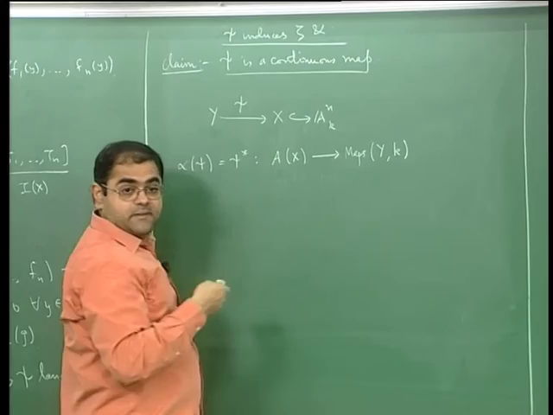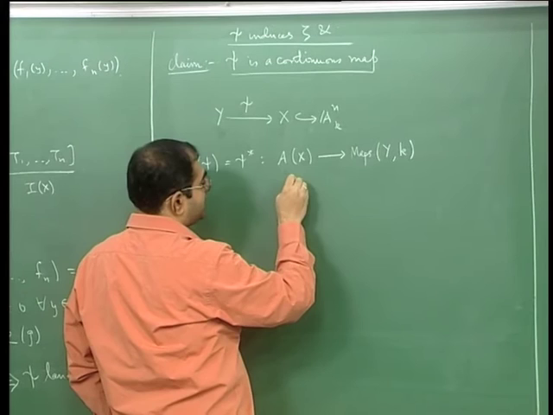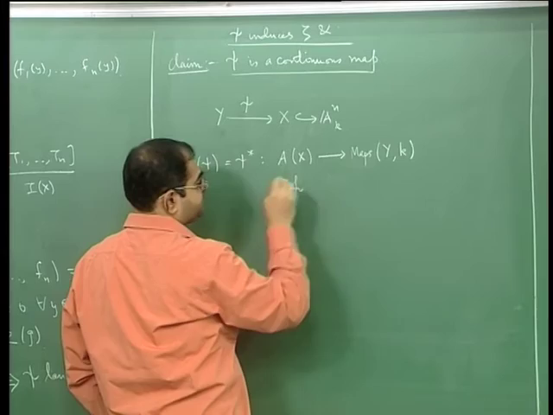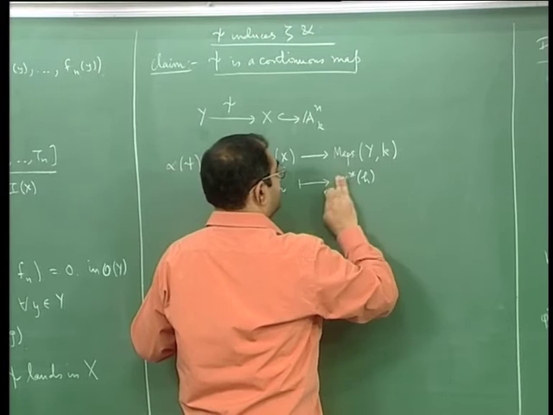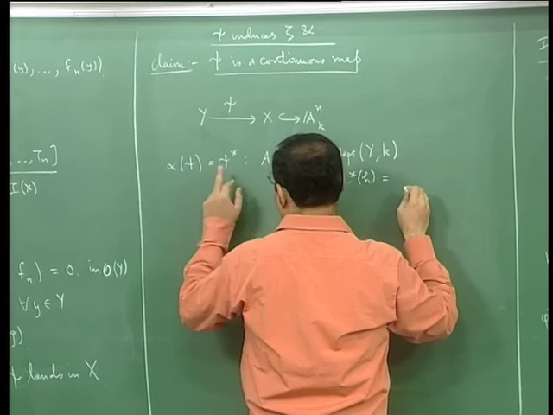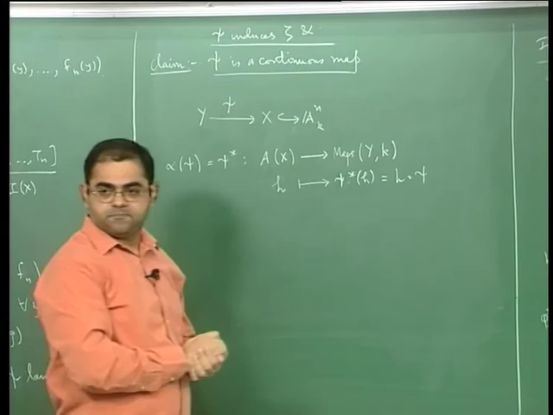Okay. So you see, if you give me any element h, which is a polynomial restricted to X actually, then h goes to psi upper star of h. And what is psi upper star of h? It is just: first apply psi and then apply h. This is the map.